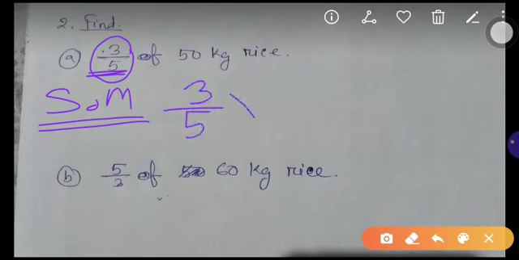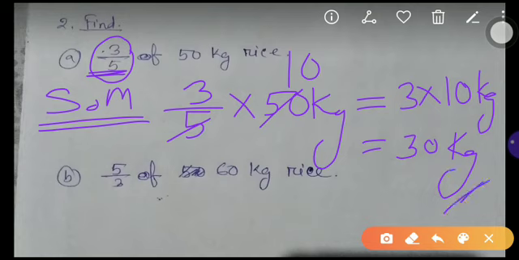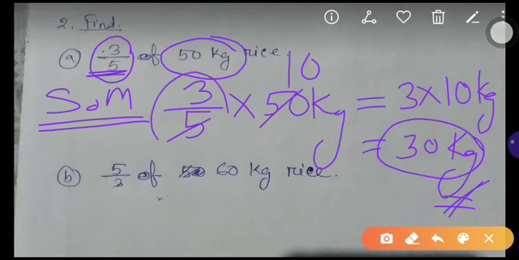You can find, you see here, 3/5 of means what? Multiplication into 50 kg. So by 5 we can cancel it 10 times. 10 5s are 50. How much will you get? 3 into 10 kg equal to 30 kg. So our answer is what? 30 kg. So the result you see, initially it was 50 kg, the result we got is 30 kg. That means 3 by 5 is what? A proper fraction. If you multiply by a proper fraction, our result is less than the original value.